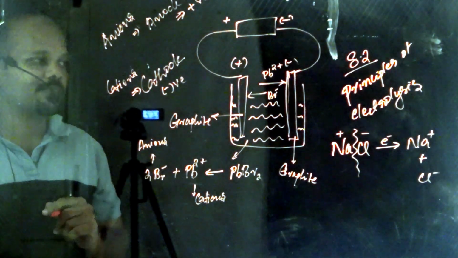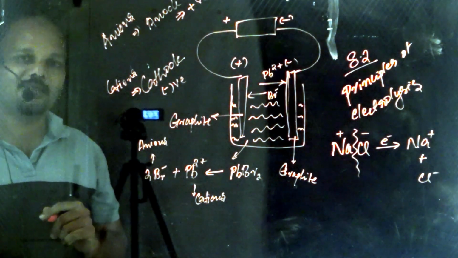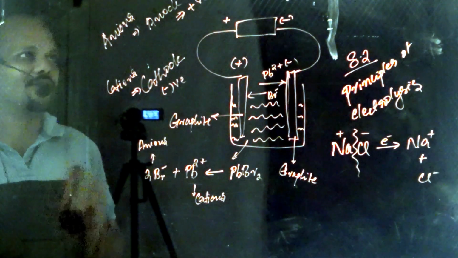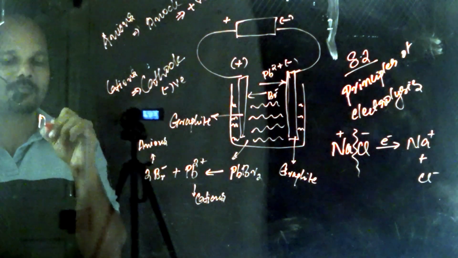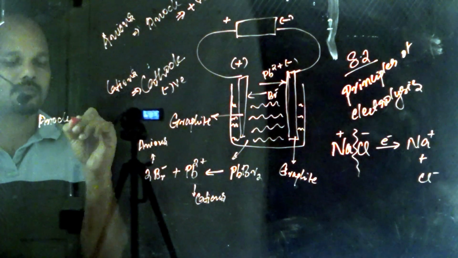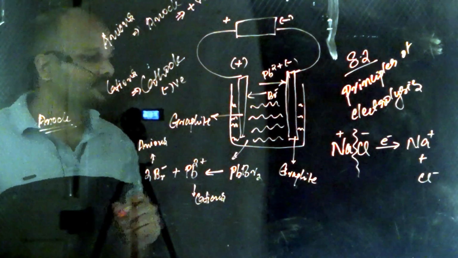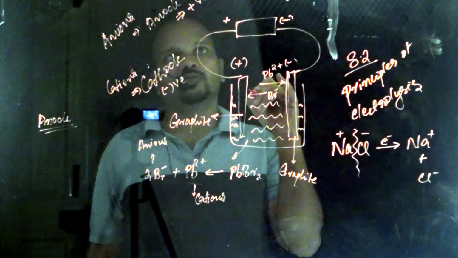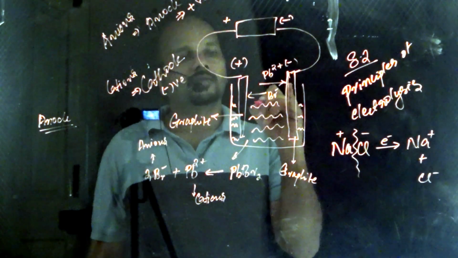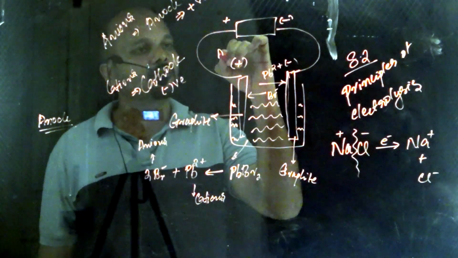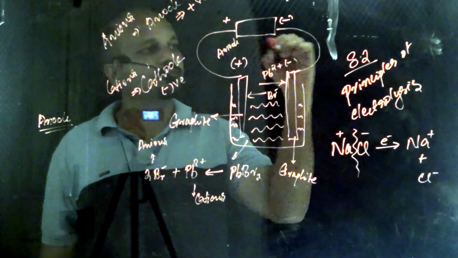Remember one more thing, and let's see what happens at the cathode and anode. I will mark it. So here this is the anode, and this is the cathode.